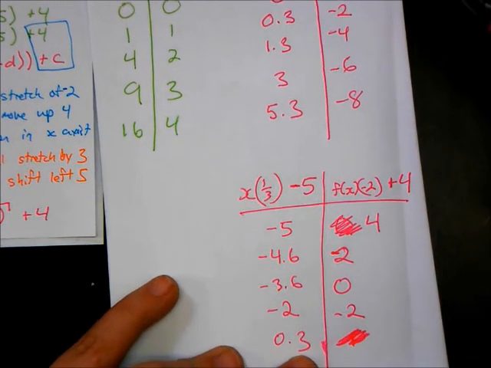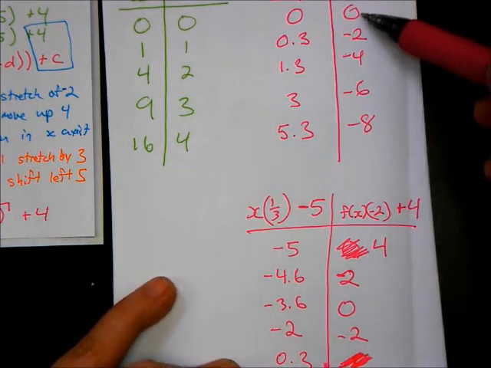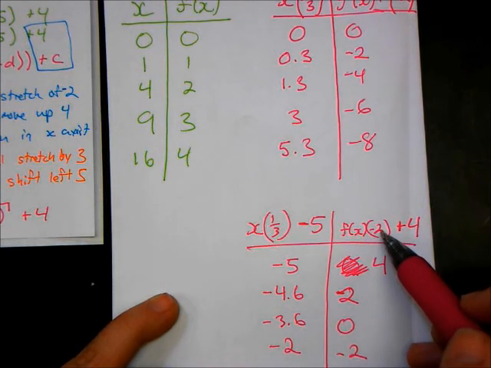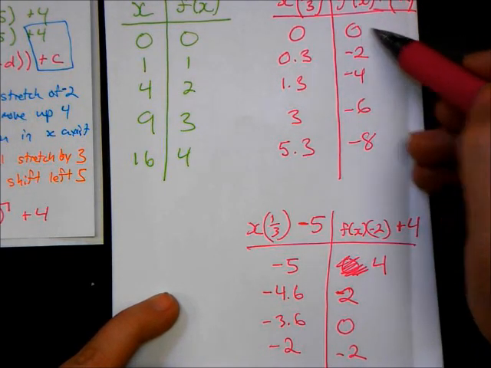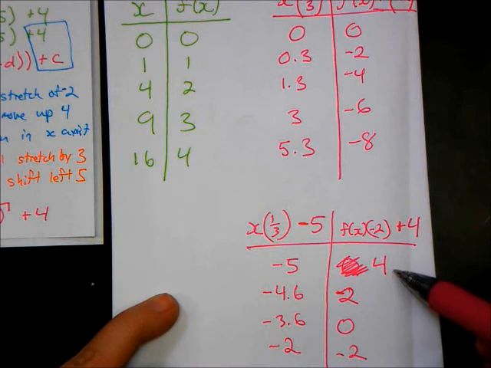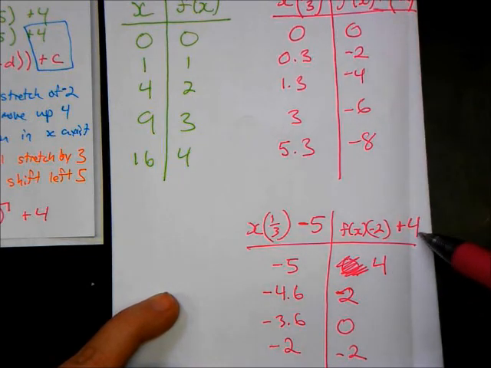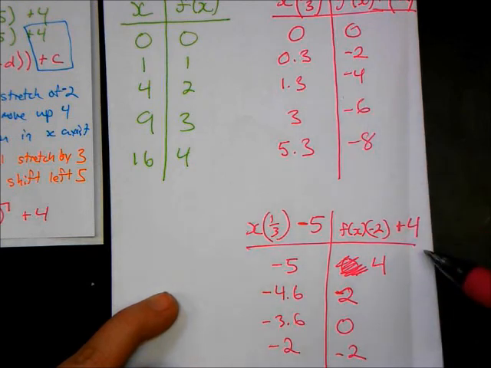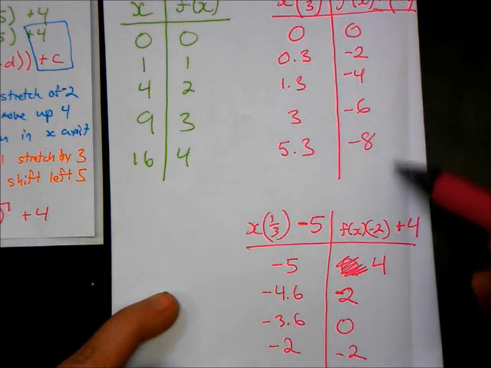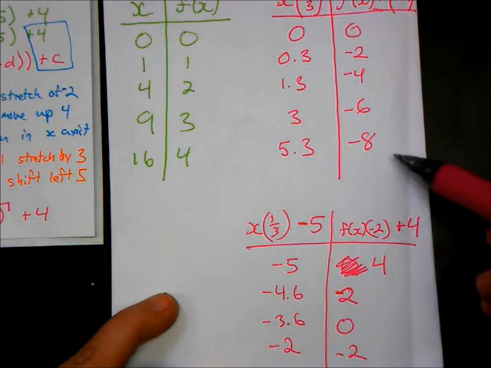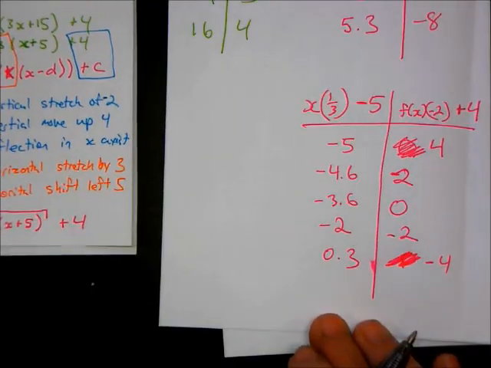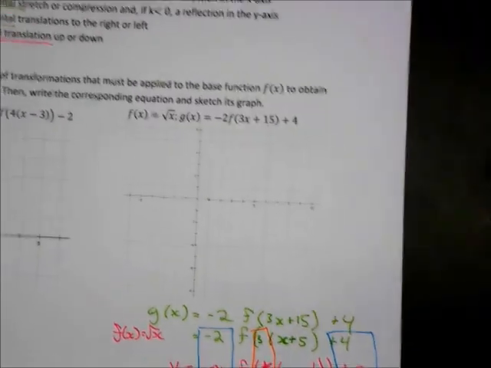Let me make sure I go through that again and check. I take this number, my previous f of x multiplied by negative 2. I'm going to add 4. 0 plus 4 is 4. Negative 2 plus 4 gives me positive 2. Negative 4 plus 4, 0. Negative 6 plus 4, negative 2. Negative 8 plus 4, negative 4. These end up being the points of my final function, my transformed function.